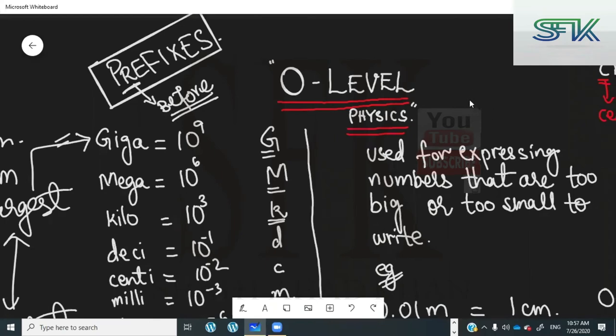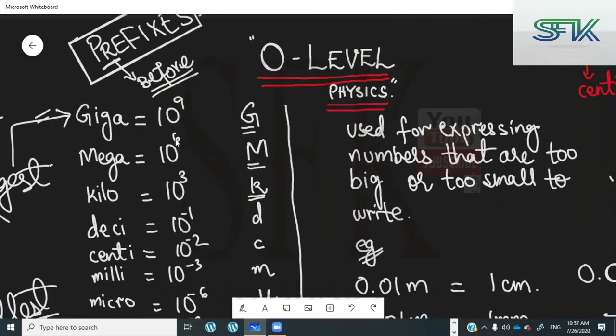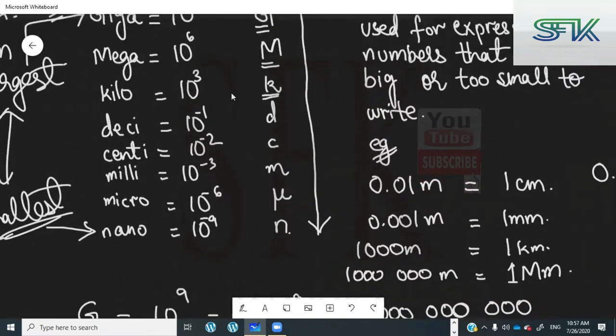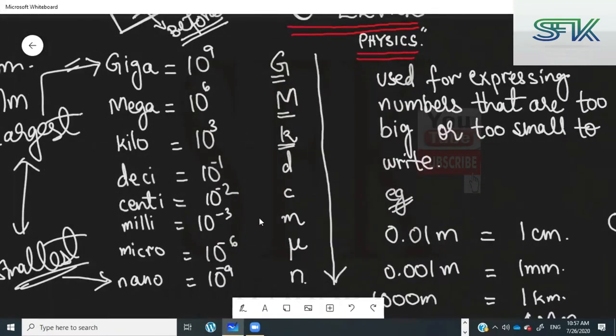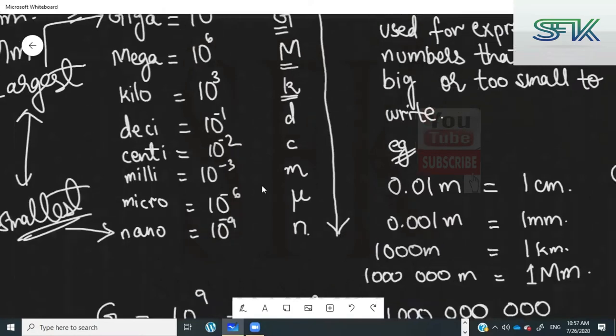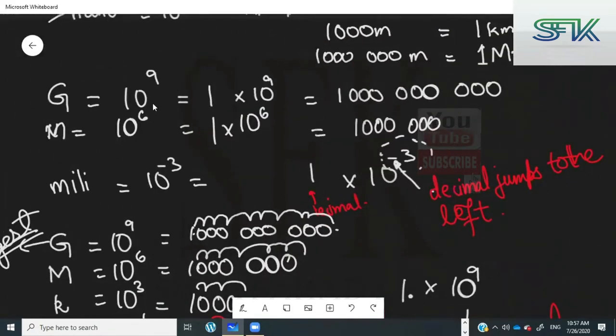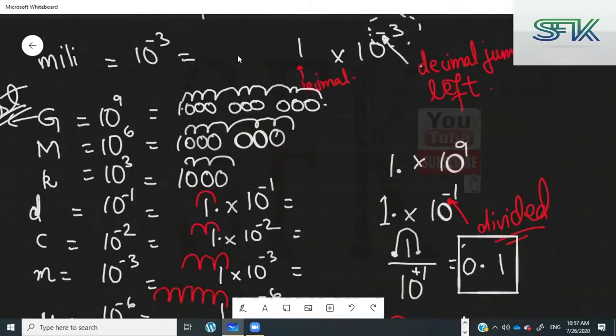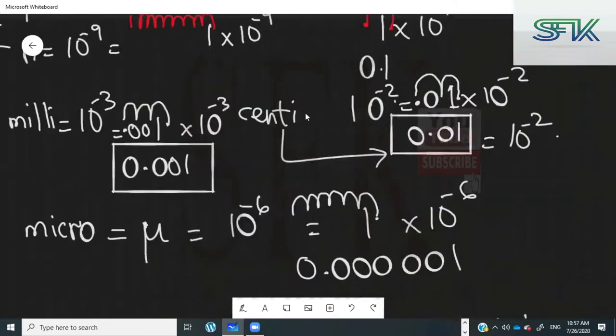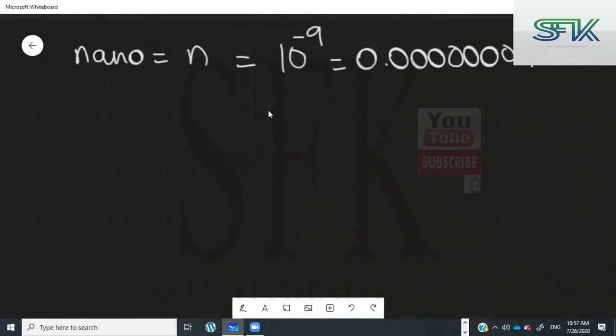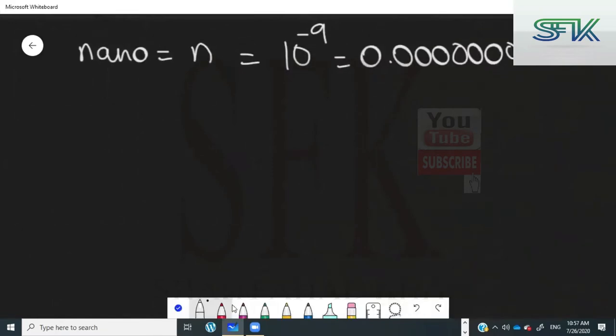Okay, so in the previous lecture, we talked about prefixes and I told you what the meaning of prefixes was and what each of the prefixes actually means. Now in this lecture, we are going to see how we can convert a normal number back into a prefix. We converted a prefix into a normal number. Now we're going to see how we can convert a normal number into a prefix. It's actually pretty much the same as the previous knowledge which I gave you.